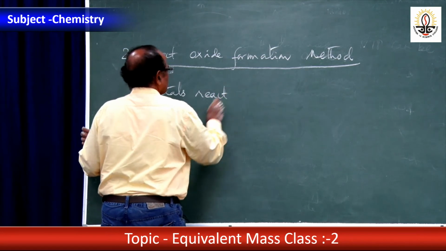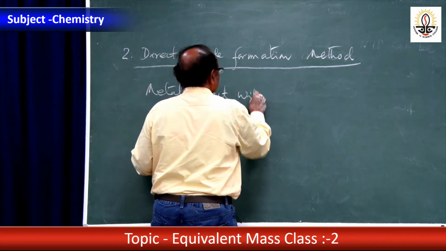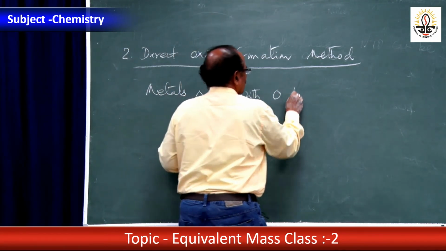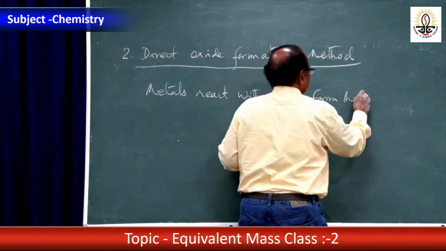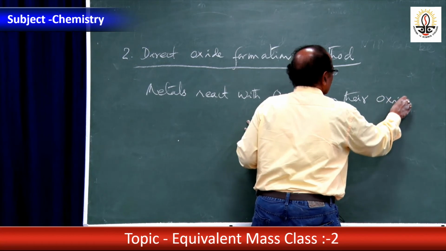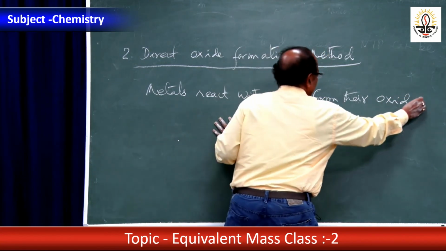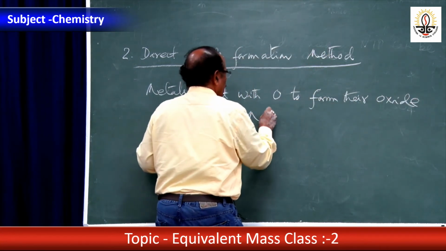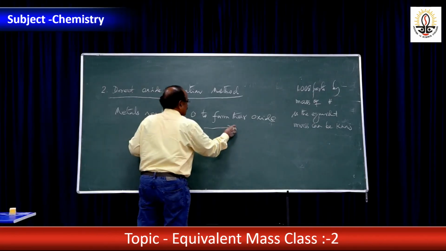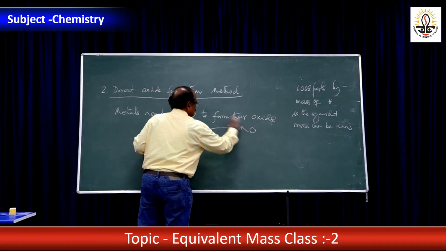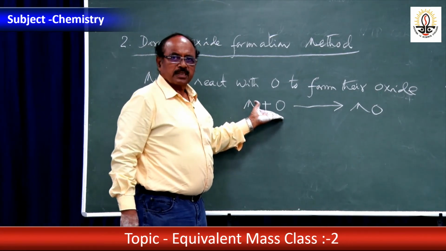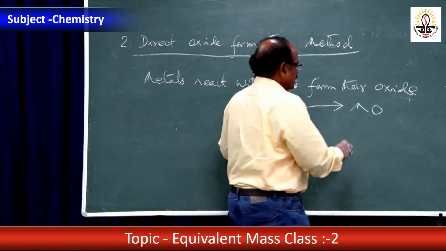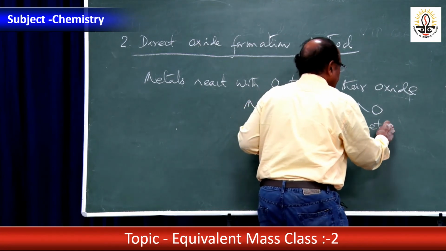Metals react with oxygen to form their oxide. This we know. That means when you take a metal and allow it to react with oxygen, it forms a metallic oxide. This is a metal oxide. This is a metal, allowed to react with oxygen. This will form what? MO, the metallic oxide.